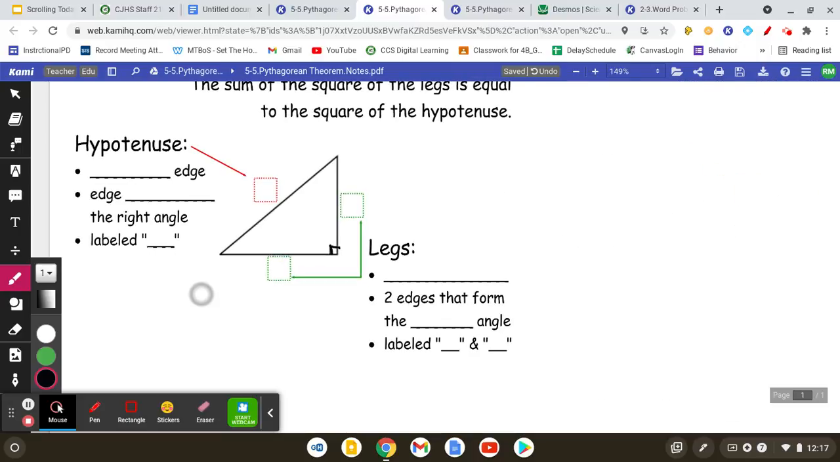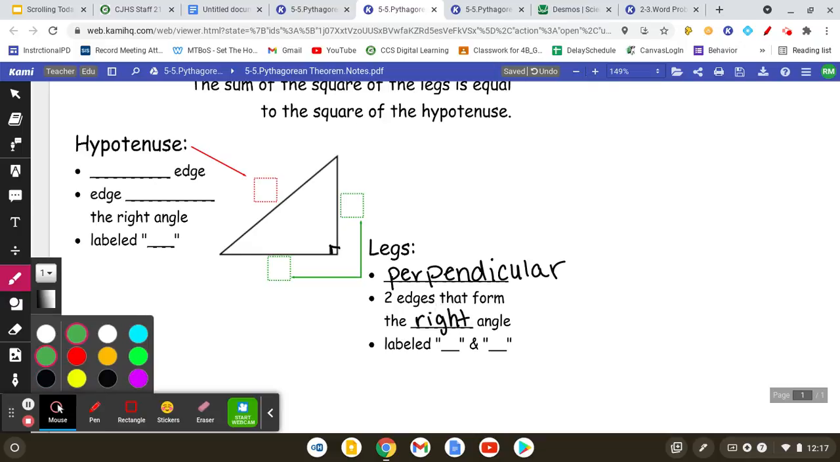And the legs here. So the legs are what the 90-degree angle is formed by. The legs are perpendicular to each other. And it's the two edges that form the right angle. So again, if I highlight this, it forms this kind of backwards L, or it might be a forwards L shape. Those are the legs.